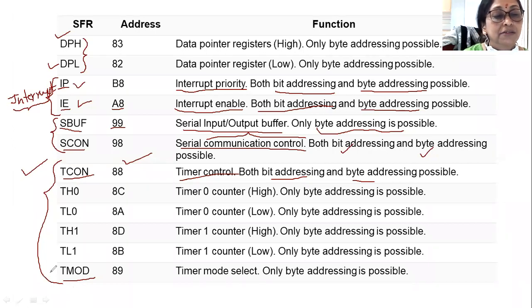Now the second register that you can observe here is TMOD. The meaning of TMOD is timer mode select. There are two timers, and these two timers operate in different modes. There is 13-bit mode, there is 16-bit mode, there is 8-bit mode. So the timer operates in different modes, and to select a particular mode at a time, this TMOD register is used. Again, the structure of the TMOD register we are going to study ahead.